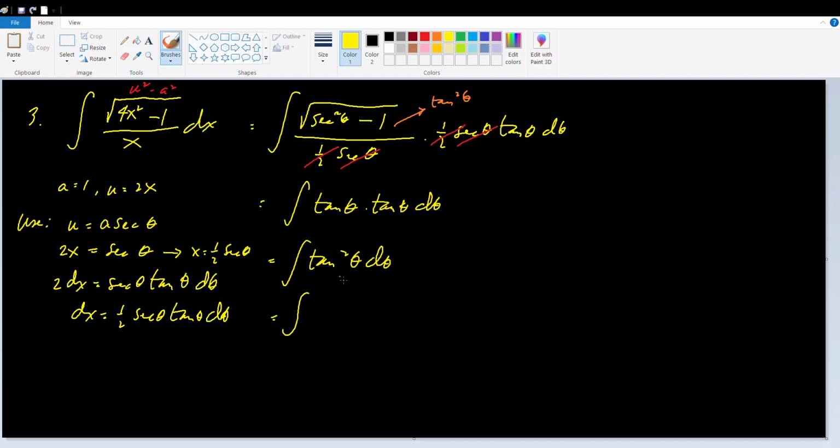For tangent squared theta, we shall apply an identity. In particular, 1 plus tangent squared equal to secant squared. So tangent squared theta will become secant squared theta minus 1 d theta. And that will be equal to the integral of secant squared theta d theta, which is tangent theta, and the integral of d theta is theta plus c.